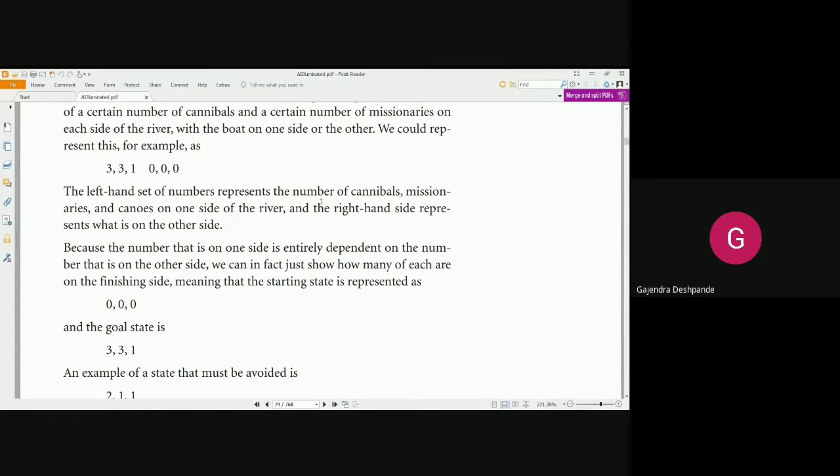So what is our initial state? Our initial state is 000. That means on the other side of the river we have not yet reached, the cannibals or missionaries have not yet reached the other side of the river. And the goal state is 331. That means we were able to successfully move three missionaries, three cannibals and one canoe to the other side of the river without the missionaries being eaten by the cannibals.